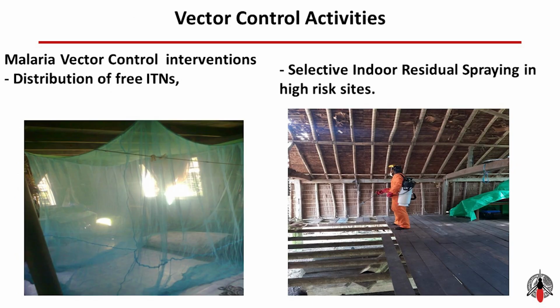The vector control activities we use for malaria vector control interventions: in the Solomon Islands, we distribute free bed nets to everybody. The latest distribution was in 2021, I think, 21, 22, and we distributed about 200,000 free bed nets. And then another vector control intervention that just came back again last year is indoor residual spraying of houses. We stopped doing that in 2015, but last year the Global Fund gave us some insecticides to redo it again.